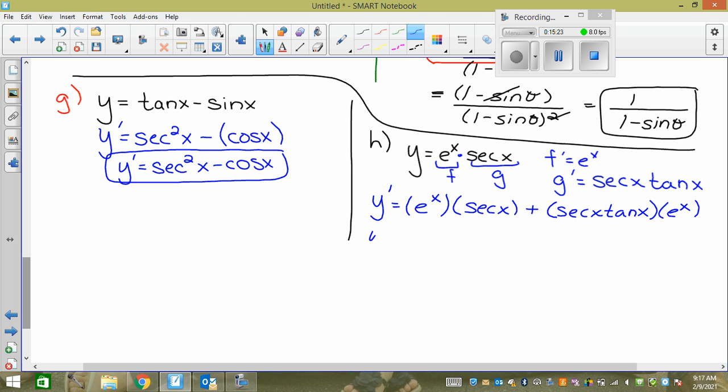I can take out an e to the x and a secant x only because the secant x is multiplied by the tan x, right? If there was an addition sign in there or something, then it would have to stay. So we get e to the x secant x, and we get 1, so I took that completely out, plus tan x.